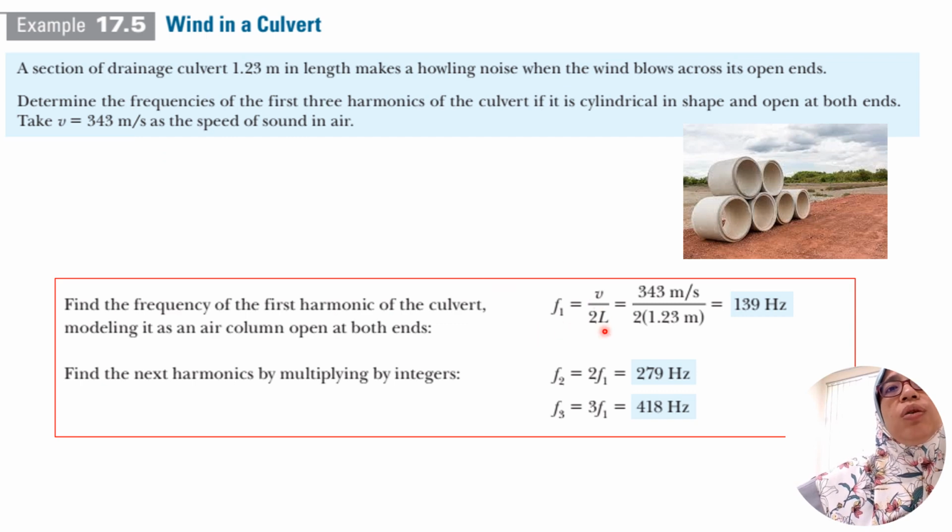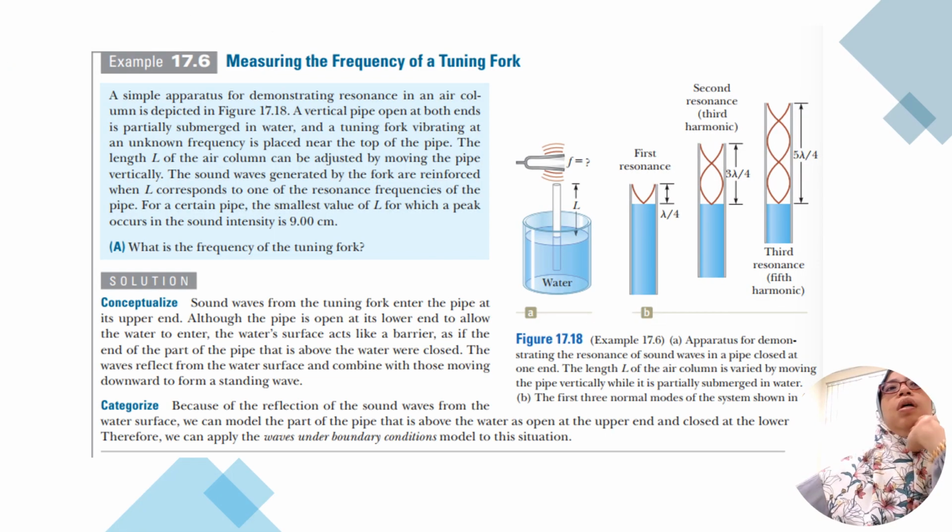So expression V over 2L tu masukkan je V dia 343 and then length dia masukkan 1.23. That's it. Kalau untuk nombor 2, F1 darab 2. Nombor 3, F1 times 3. Right, that's it. All it takes. Alright, example 17.6 is a scenario where close at one end. So the upper part kat sini buka and then at where the water level is, dia close. So it's close end. So bila dia close end, recall balik, kalau fundamental frequency dia mesti divided by 4L. Kalau open 2L. Ni close to 4L.